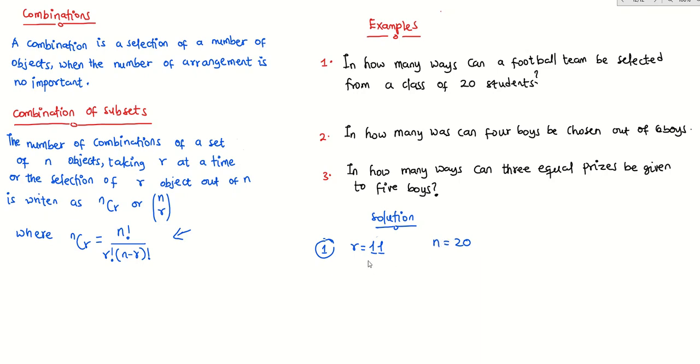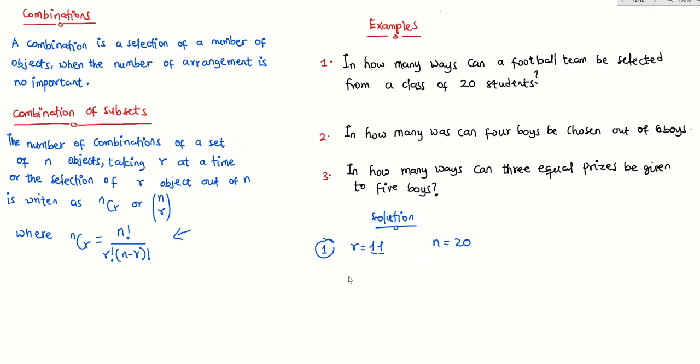You know that if there are 11 players, whether I choose the keeper first before I choose the striker, it doesn't matter. The order doesn't matter, who I choose first doesn't matter. All you are concerned about is the number of possible ways that you can get the 11 players out of the 20 available to form the football team.